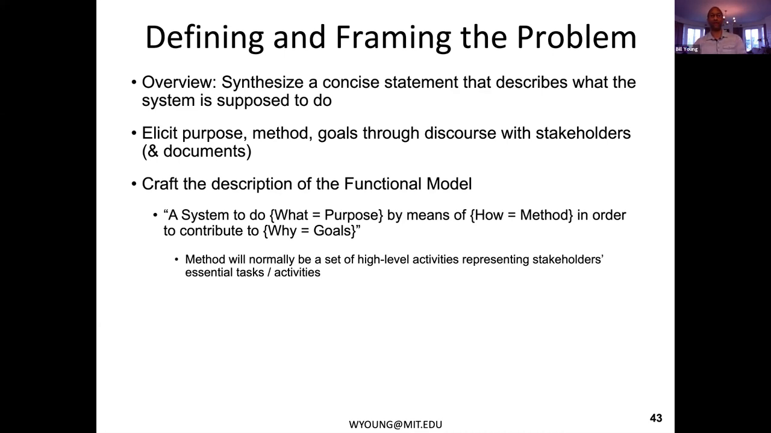What does it look like? Well, again, we're synthesizing a concise statement that describes what the system is supposed to do. It involves pulling out the purpose, method, goals, and lots of talking with the stakeholders and reviewing all their documents. And at the end, they're able to craft a description of a functional model in the form of: system to do what, which is the purpose, by means of how, which is the method, in order to contribute to why, which are the goals. And really, that's a high-level set of activities that represent and capture the essential tasks or activities. Or put another way, what they basically do is create that high-level process that we then take and analyze through STPASec to figure out how we're going to secure it.